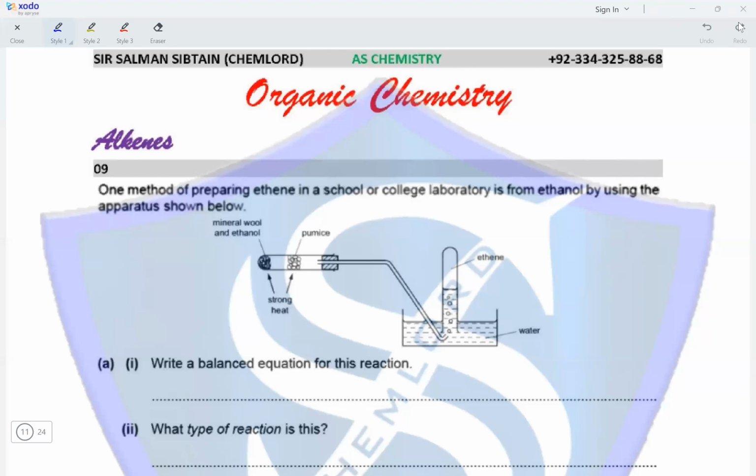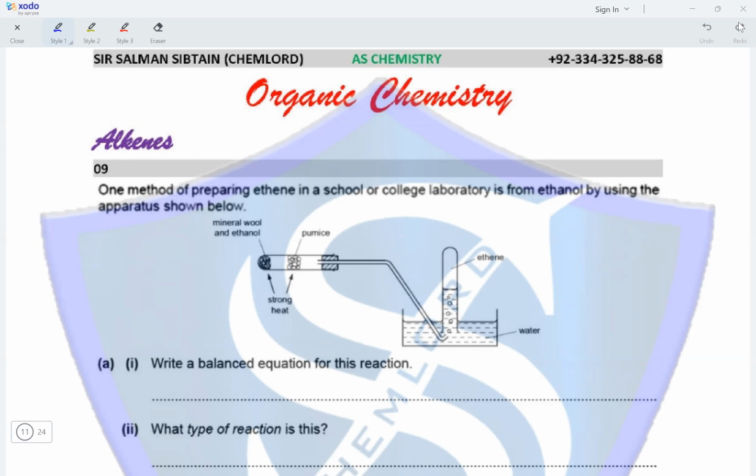Question 9. One method of preparing ethene in a school or college lab is from ethanol by using the apparatus shown. So we have a mineral wool dipped in ethanol. We strongly heat it. It passes through pumice, which is Al2O3, and is collected over water as ethene. Write a balanced equation for this reaction.